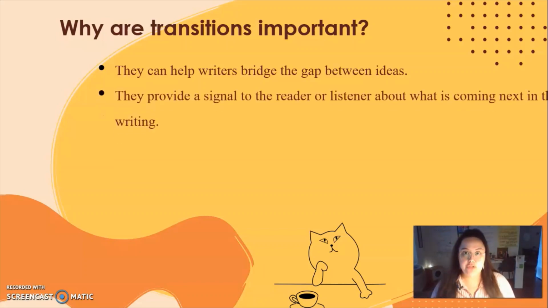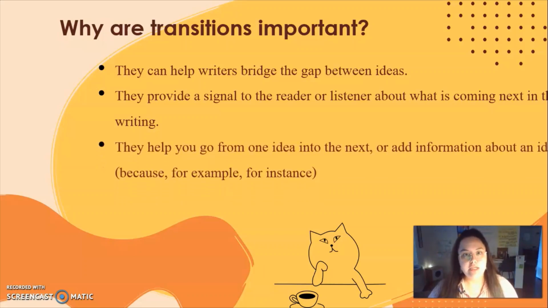Transitions also provide a signal to the reader or to whoever's listening about what is coming next in the writing. So whenever you use a transition, whoever's reading your story or your essay can say, oh, they're about to move on to another idea. So we're moving on from one thing to the next. Transitions help you go from one idea into the next, or to add information about an idea. For example, some of these words are because, for example, for instance. These words help add information to the idea that you are introducing, okay?